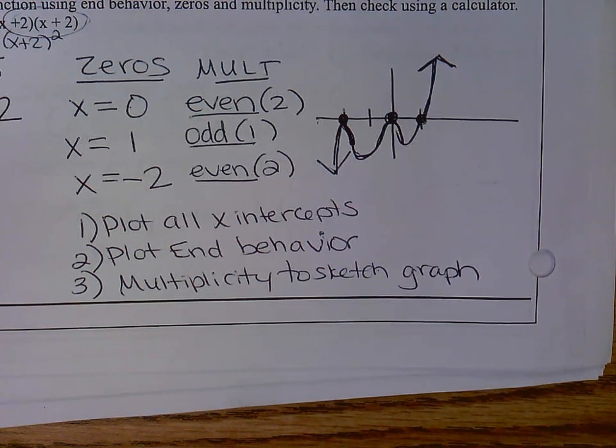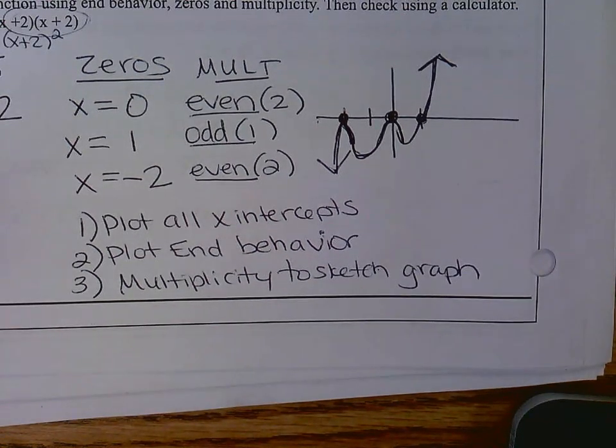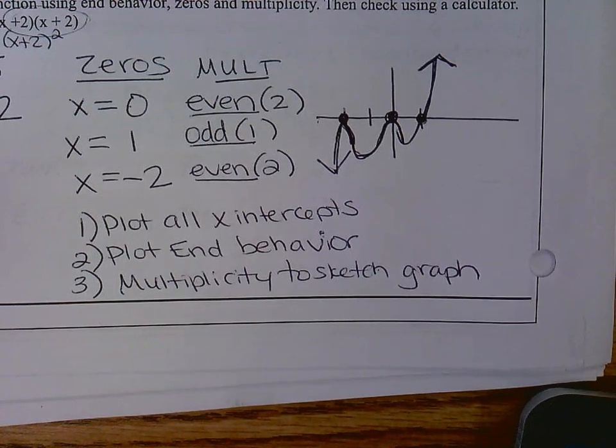So let's look at a graphing calculator and just see. Let's see, we had 2x squared times x minus 1 times x plus 2 squared.